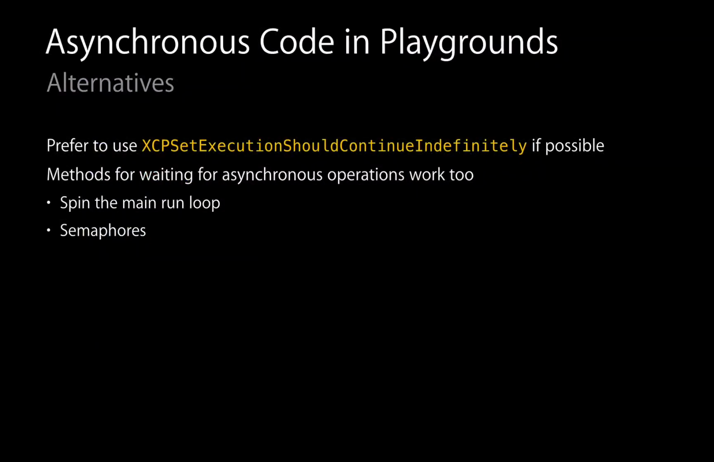There are a few alternatives, but we really think that you should typically use XCPSetExecutionShouldContinueIndefinitely when you're trying to use asynchronous code in playgrounds. If that won't work for you, though, you can use other methods for waiting for asynchronous operations to finish. Basically, you just need to make sure you don't reach the end of top-level code before your operation completes.